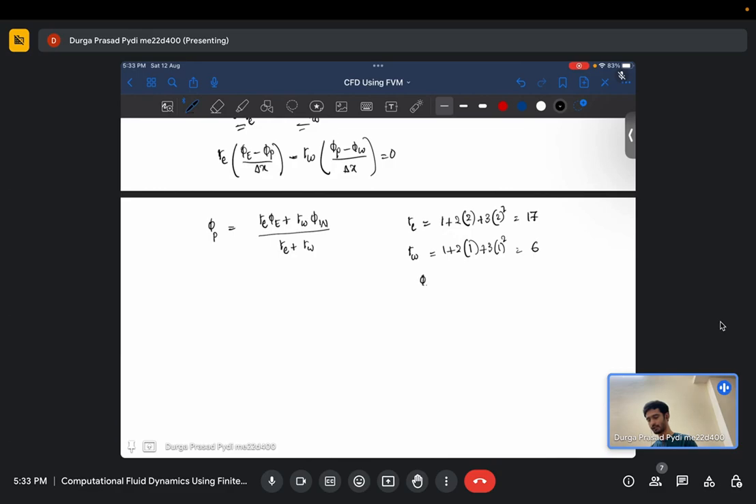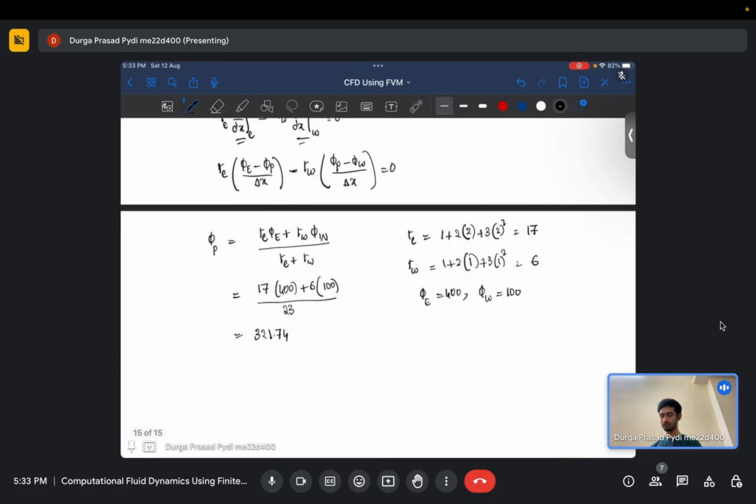Phi east and phi west are already given in the question. Phi east is 400 and phi west is 100. So just calculate phi P over here: 17 times 400 plus 6 times 100, divided by 17 plus 6. This gives you a value of around 321.74. So this is phi P, and this is how you approach it in finite volume.